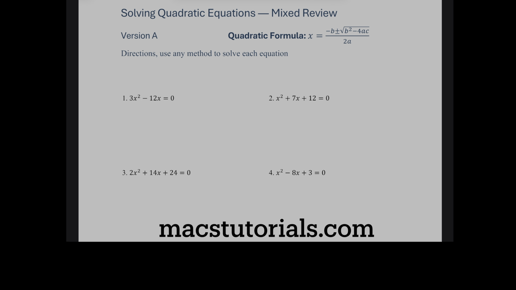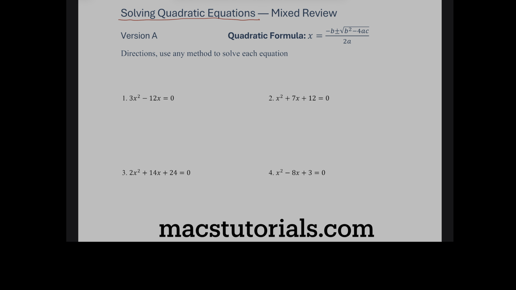Hey guys, Mac here, and we are going to work on solving quadratic equations by any means necessary. Now, you can solve all of these by using the quadratic formula. Right here, I could go a equals 3, b equals negative 12, and c equals 0 because there is no c.